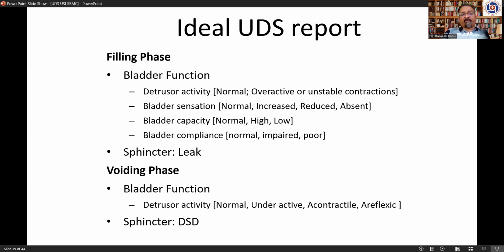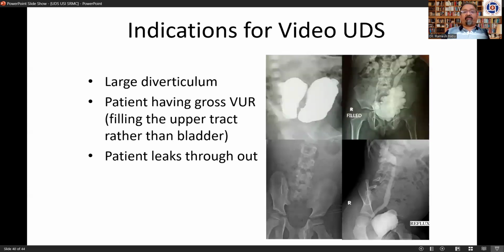Then voiding phase, we can actually look at the detrusor activity, whether it is underactive or acontractile or areflexic. These atonic bladders are typically looked for in an adult, whereas in a child it is pretty difficult. But in an adolescent patient with posterior urethral valve and valve bladder, we can detect an atonic bladder. And for detrusor sphincter dyssynergia, you need a voiding phase.